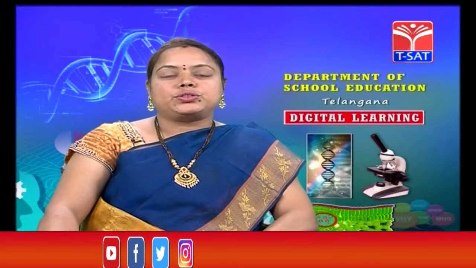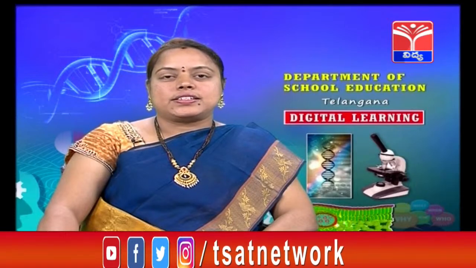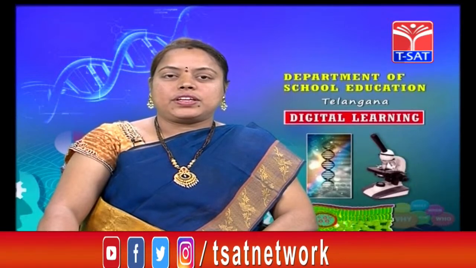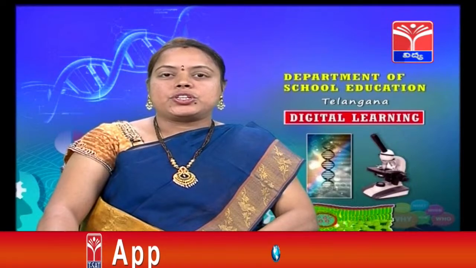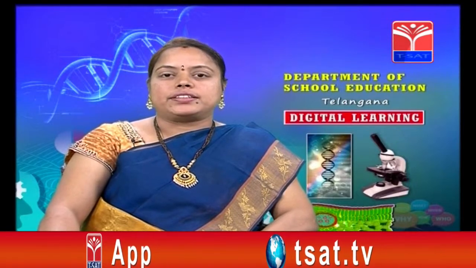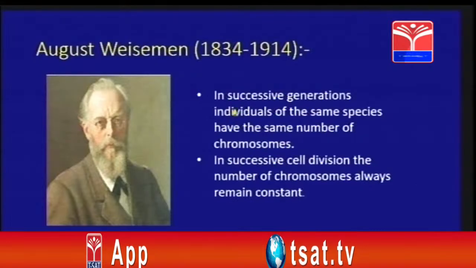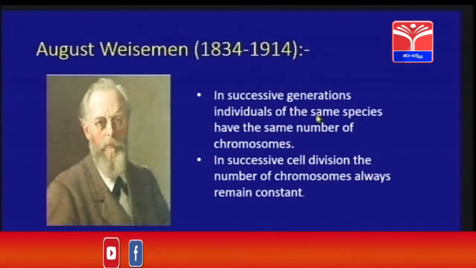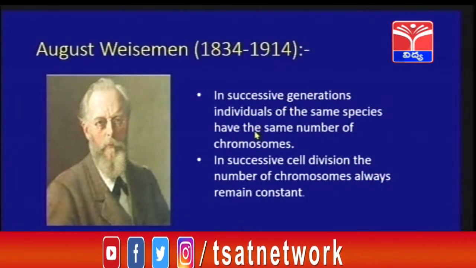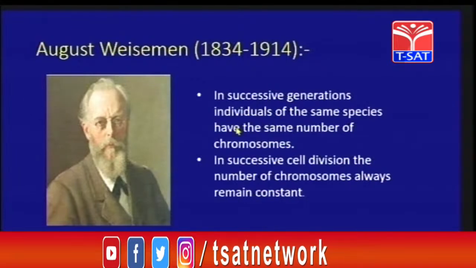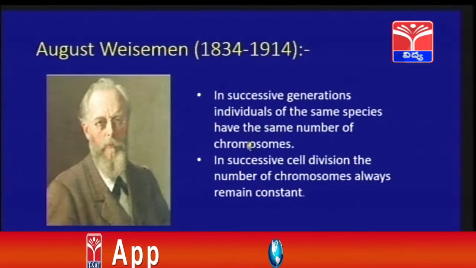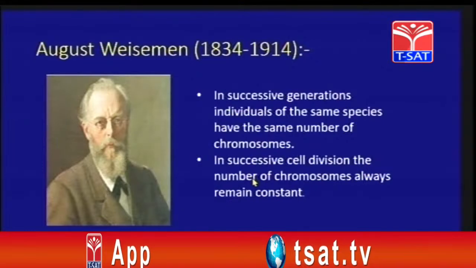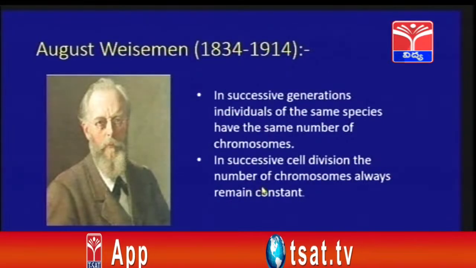During the process of cell division, the cell divides into two cells, and each cell consists of a nucleus like that of the parent, and the condition of the nucleus is diploid. August Weismann stated that in successive generations, individuals of the same species have the same number of chromosomes. So children, observe that in every generation the number of chromosomes remains the same, and in successive cell divisions also the number of chromosomes always remains constant.